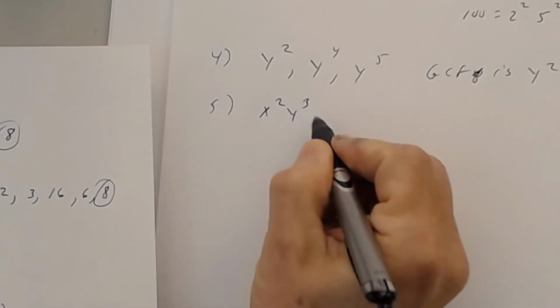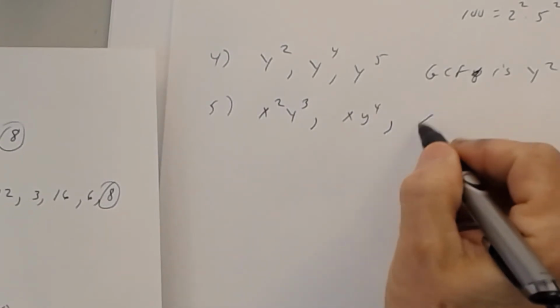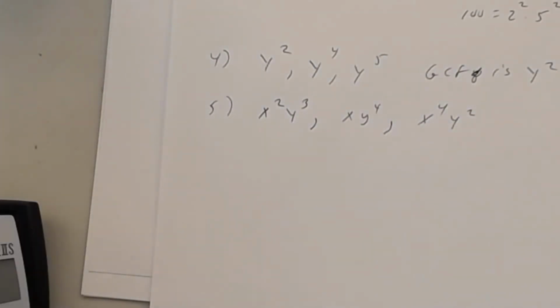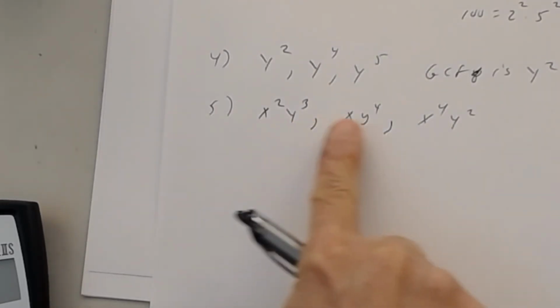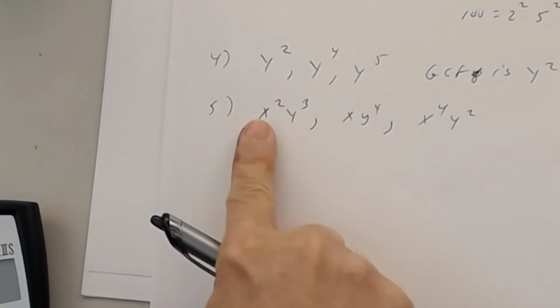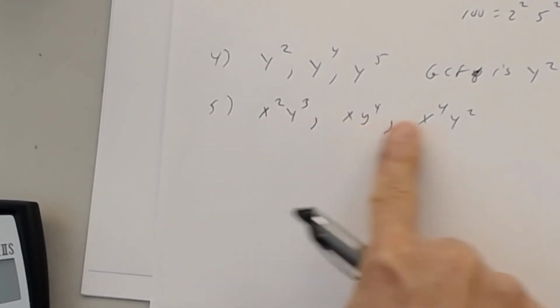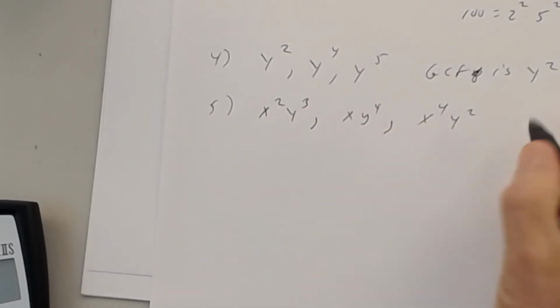All right, let's look at number 5. X squared y cubed, comma, x y to the fourth, comma, x to the fourth y squared. In your expressions, you're going to have 2 variables. We're going to find the GCF of those 3 terms. The GCF, remember, has the word common in it. Do we have an x in common in all of these? Yes. Do we have a y in common? Yes. So my GCF is going to have at least one factor of y and one factor of x.